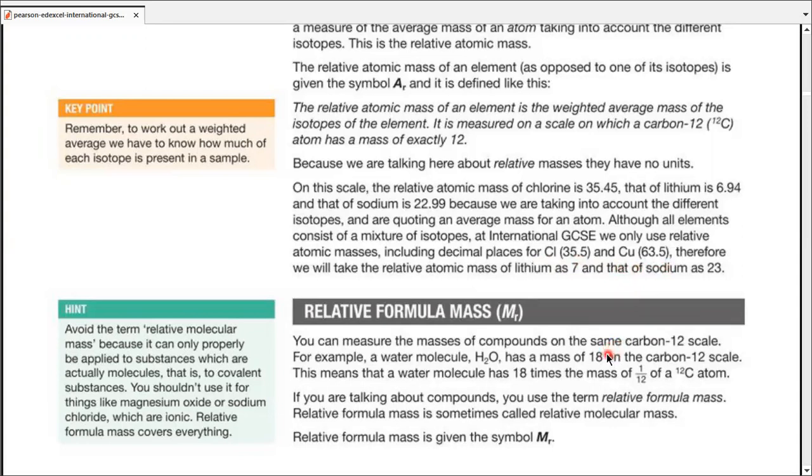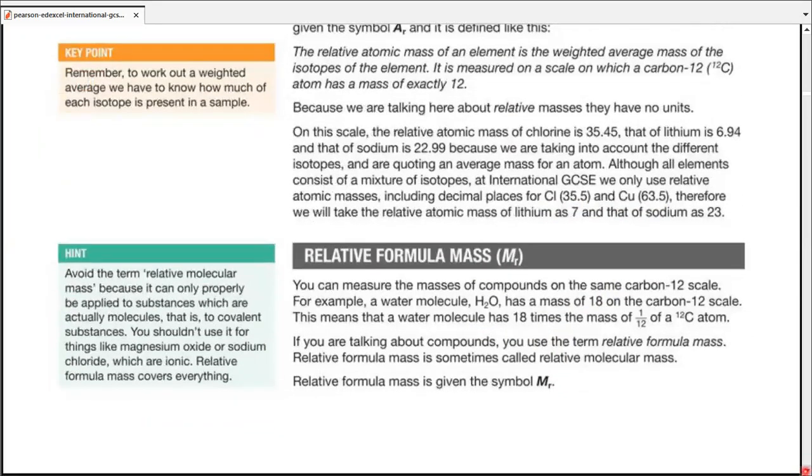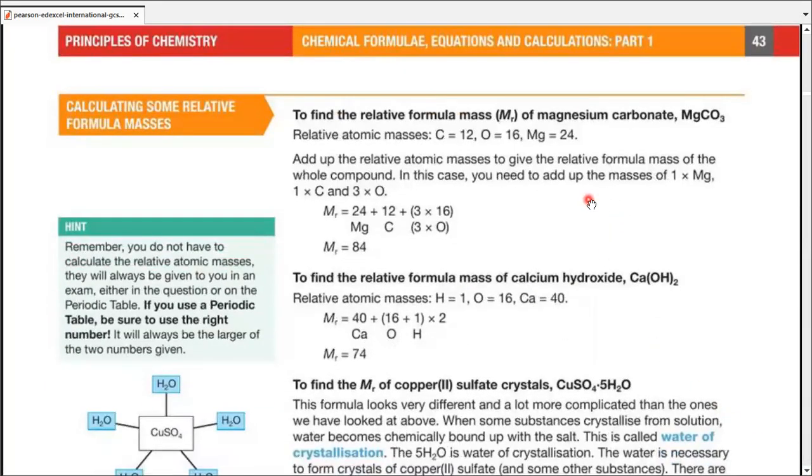Moving on. Relative formula mass, I think this is something that should be pretty easy for you. And so far, you might have calculated formula masses from the periodic table as well, right? I hope you know how to do that. For example, for MgCO3, we need 1 atom of magnesium, 1 of carbon, and 3 of oxygen. So that's the way we add them up, and the Mr is 84.